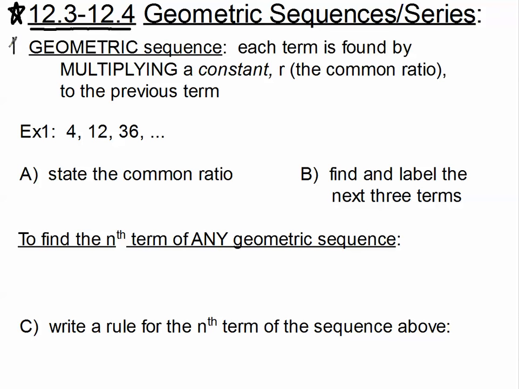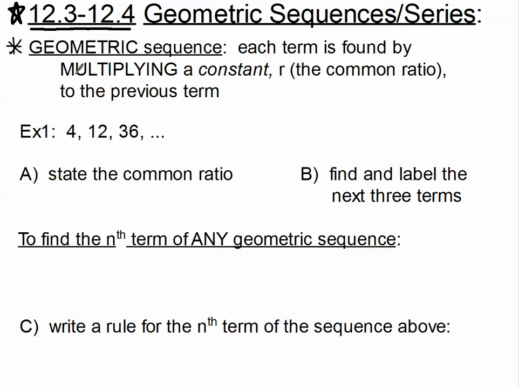A geometric sequence is when each term is found by multiplying the previous term by a constant called r, and r is called the common ratio. So this time when we're geometric, we are multiplying, and you'll see that the sequences get pretty high pretty fast.